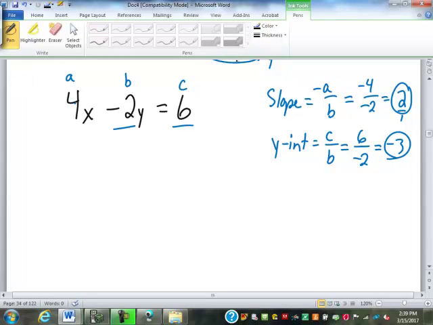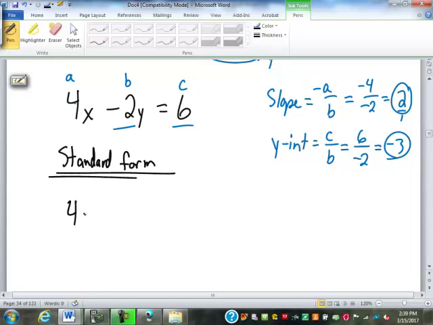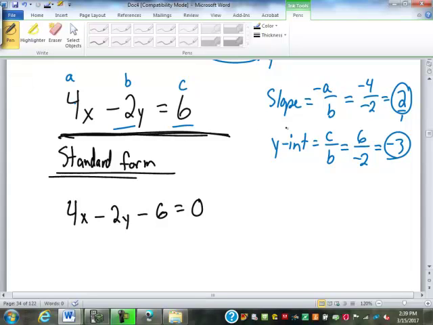So if I wanted to graph one of these equations, by the way, this is called the standard form of an equation. Some books would call this a modified standard form. Some books would say that the standard form really is 4x minus 2y minus 6 equals 0. The standard form has to equal 0. To me, this is just fine as the standard form.